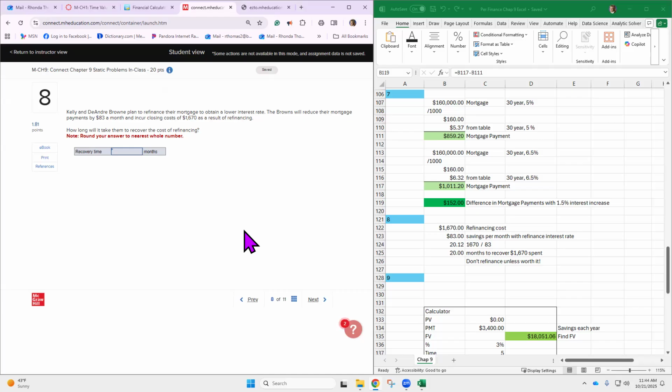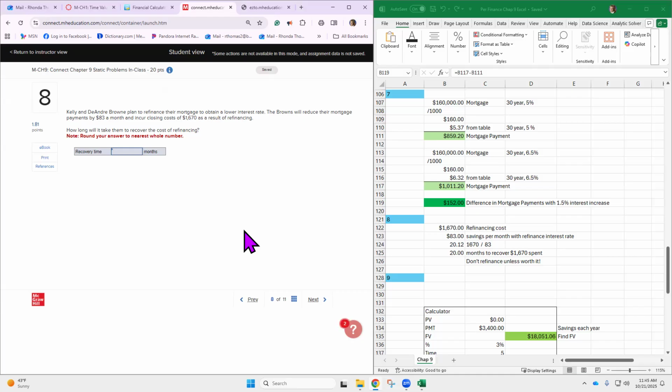Okay, Kelly and DeAndre Brown plan to refinance their mortgage to obtain a lower interest rate. The Browns will reduce their mortgage payments by $83 a month. But they will have to pay closing costs of $1,670 in order to refinance. So the cost of the refinance, $1,670, they're saving $83 a month.